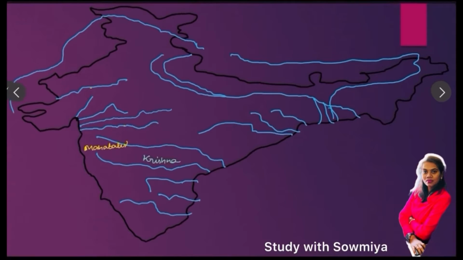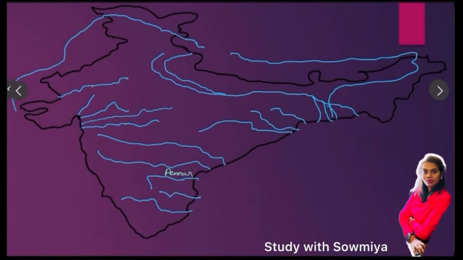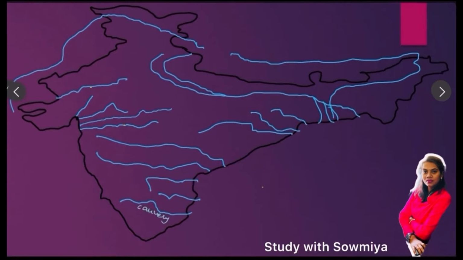Next river is Krishna. It originates from Mahabaleshwar in the Western Ghats of Maharashtra. It flows through Maharashtra, Karnataka, Telangana, Andhra Pradesh and drains into the Bay of Bengal. Next river is Pennar. It originates from Nandi Hills, passes through Karnataka and Andhra Pradesh and enters the Bay of Bengal. Kaveri river has its origin from Talakaveri. It passes through Karnataka, Tamil Nadu and Puducherry and finally drains into the Bay of Bengal.